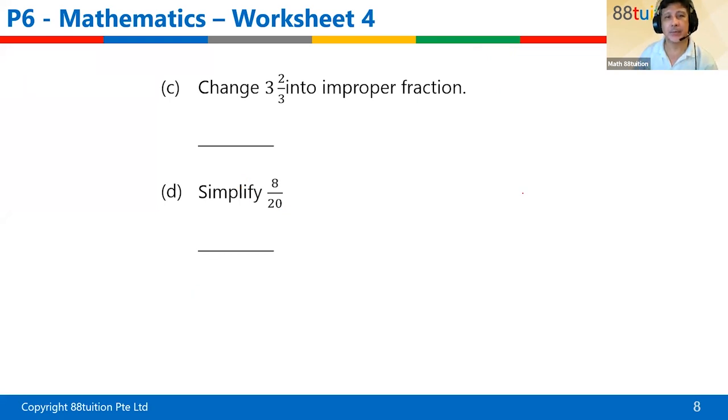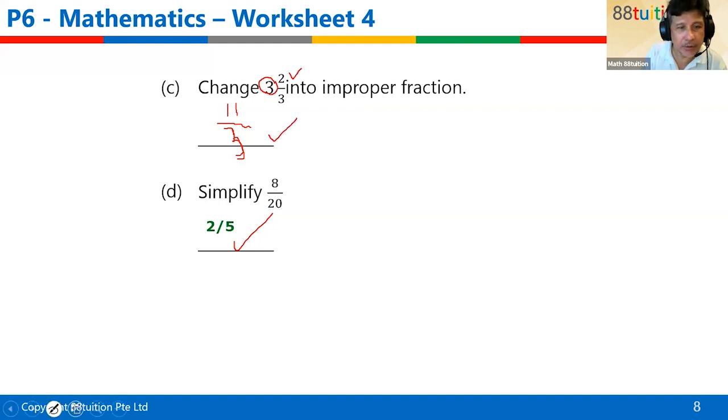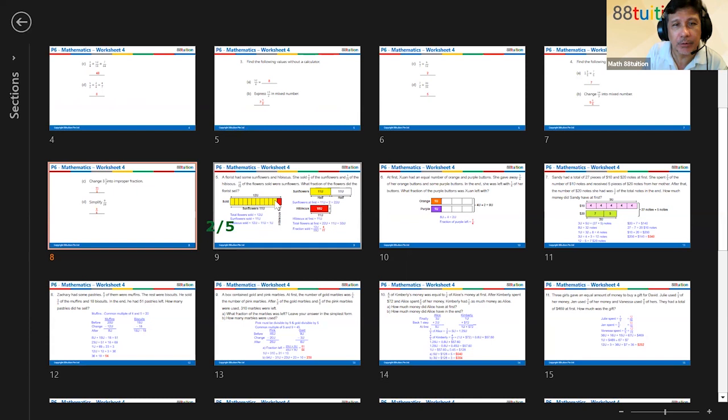C is supposed to be changed into an improper fraction, and D is supposed to be simplified. Kylie is already correct. 8 out of 20, simplest form is 2/5. Improper fraction, Jaden has written 11 out of 3. That is also correct because 3 wholes, now that we are cutting the fraction into 3 parts, will be 3, 6, 9. 9 plus another 2 will get you 11. So far so good. That means all of you know how to do.